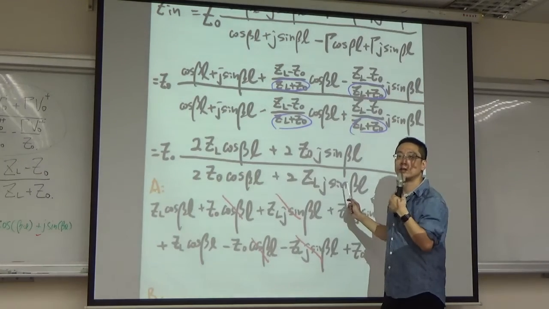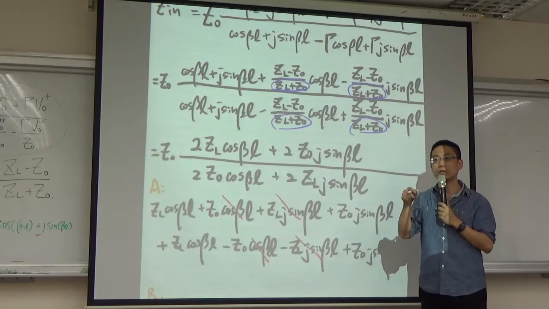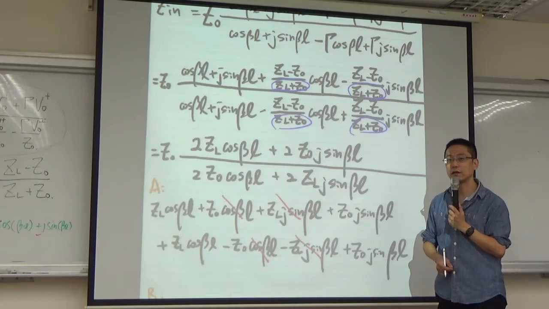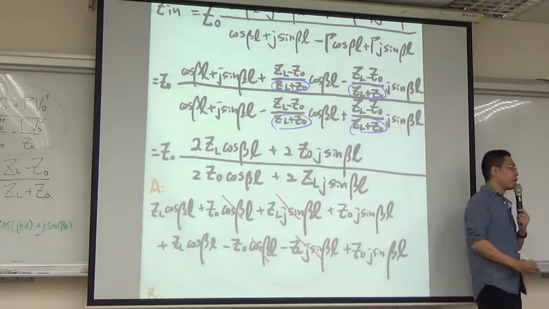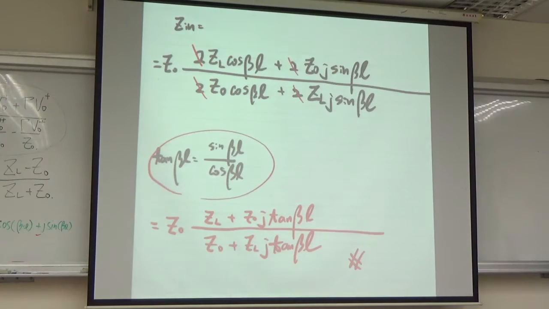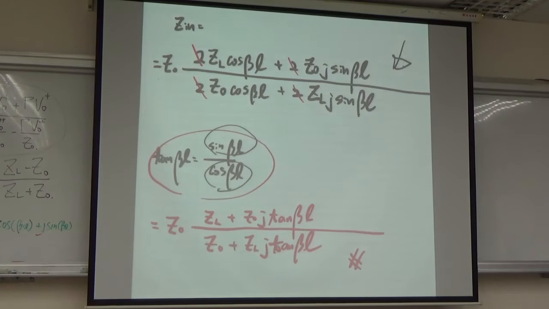There's nothing special. What you need to do is just put those numbers in. Okay? And after you do that, you can obtain the result from here. And because sine divided by cosine is tangent beta L, so you can take this result. This is the final equation we want to obtain. Okay?